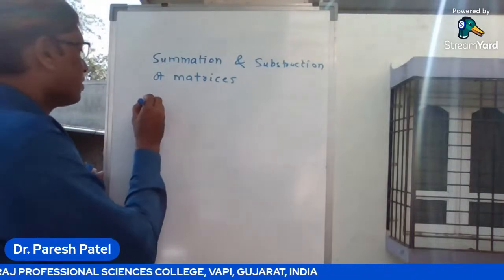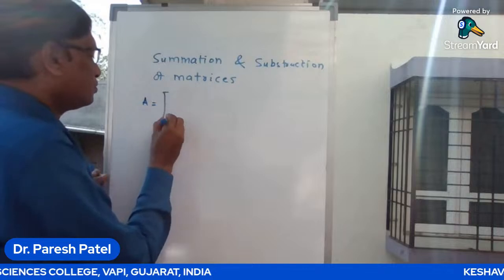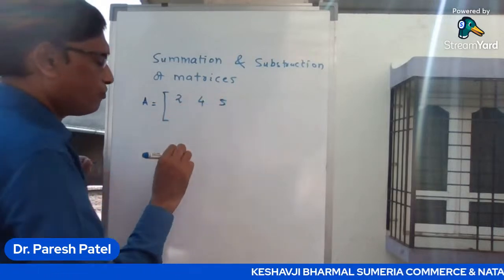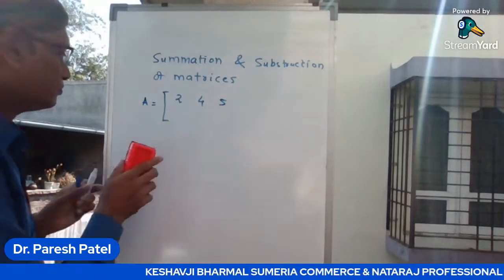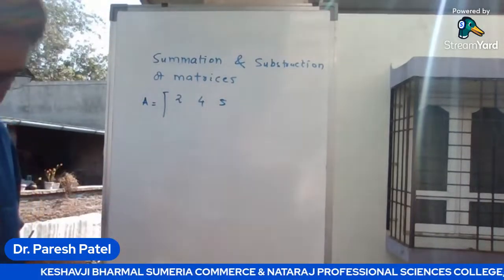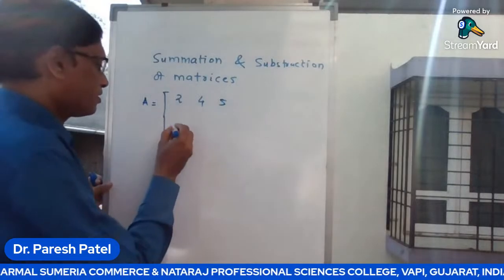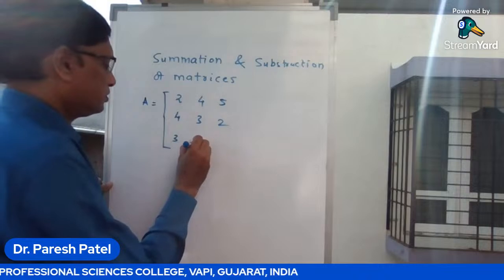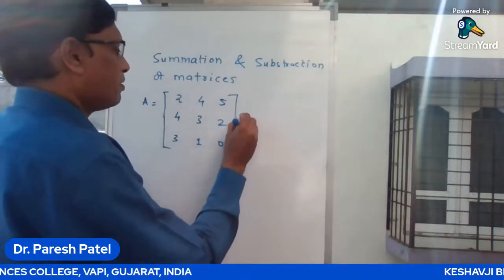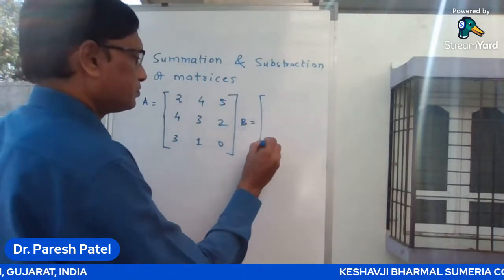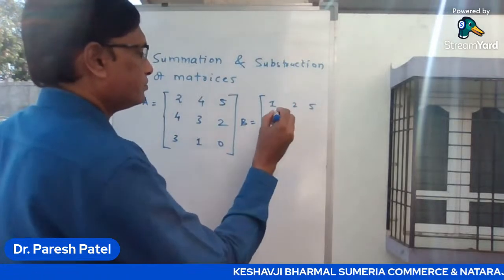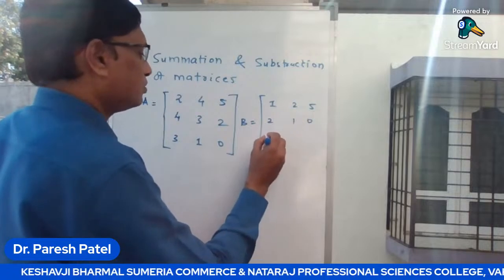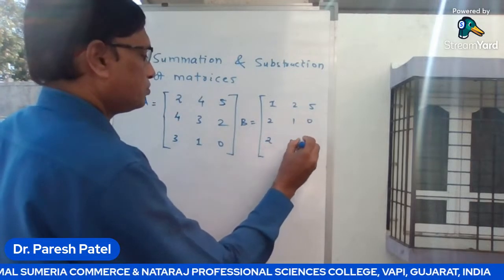As an example, matrix A is equal to 2, 4, 5, 4, 3, 2, 3, 1, 0. Matrix B is equal to 1, 2, 5, 2, 1, 0, 2, 0, 0.